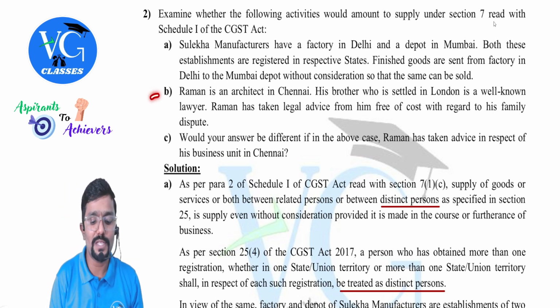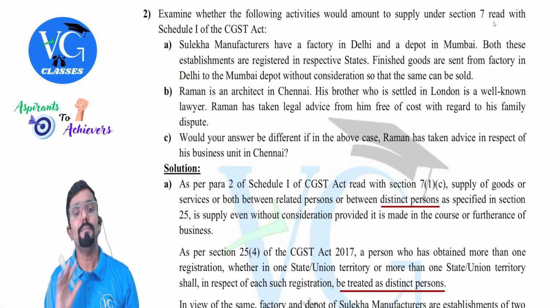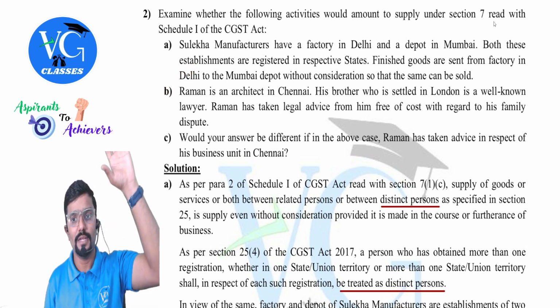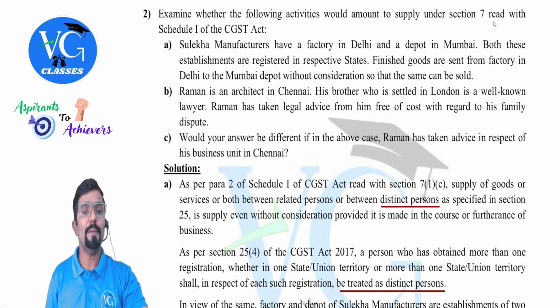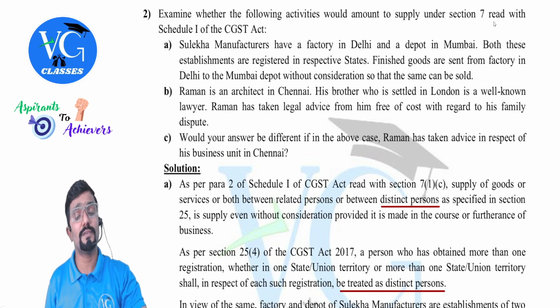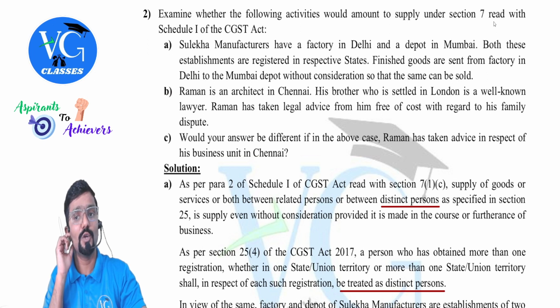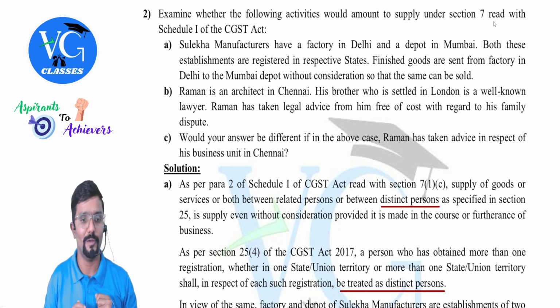Okay, let me go to the second one. Raman is an architect in Chennai. His brother, who is settled in London, is a well-known lawyer. Raman has taken legal advice from him, that is his brother, free of cost with regard to his family dispute. First of all, it is without consideration. Which one should I check?